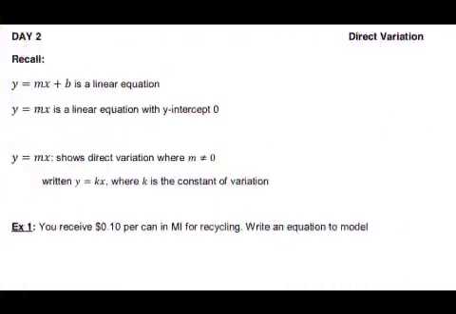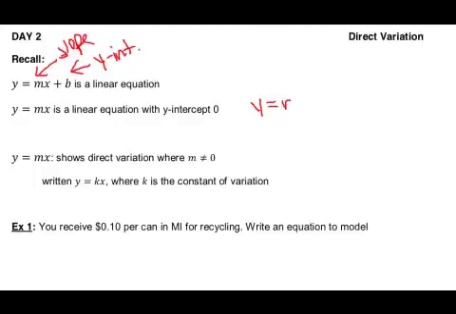These are the notes for lesson 2.4, day 2, and these are going to focus on direct variation. So if we recall that y equals mx plus b is a linear equation, where m is the slope and b is the y-intercept, then y equals mx is a linear equation with a y-intercept of 0. So this is the same as y equals mx plus 0. Again, if the y-intercept is 0, we don't write it, so the equation is just y equals mx.